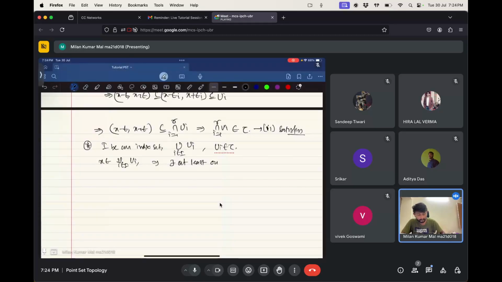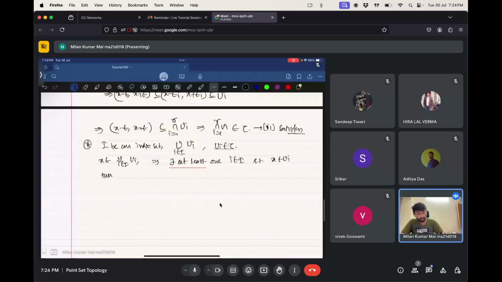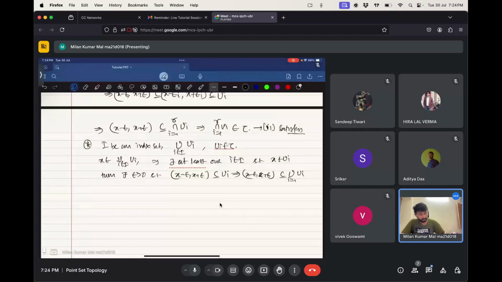Then there exists an epsilon greater than 0 such that (x minus epsilon, x plus epsilon) is contained in ui. So that means (x minus epsilon, x plus epsilon) is contained in the union of ui, i belongs to capital I. That means this union of ui belongs to tau. So condition 3, the third condition, is satisfied.